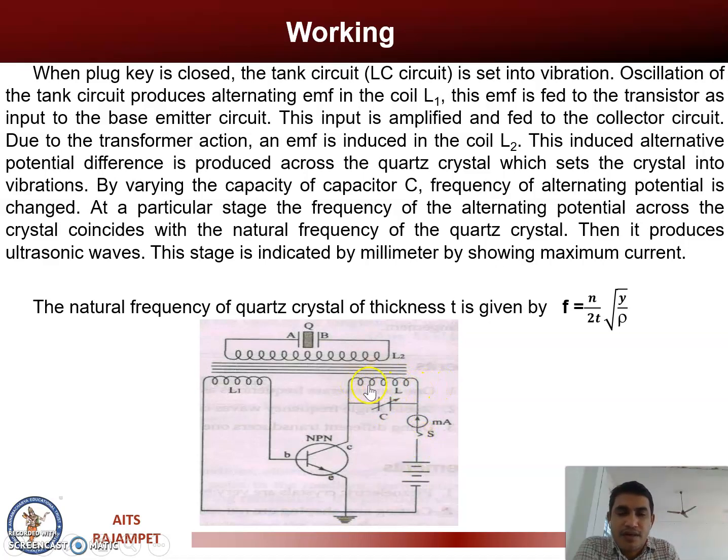Coil L is connected in parallel to the variable capacitor C, and one end of the capacitor and coil L is connected to the battery, and another end is connected to the collector of the NPN transistor. And another coil L1, one end of the L1 coil is connected to the base of the NPN transistor, and another end of the L1 coil is connected to the ground and emitter of the NPN transistor.